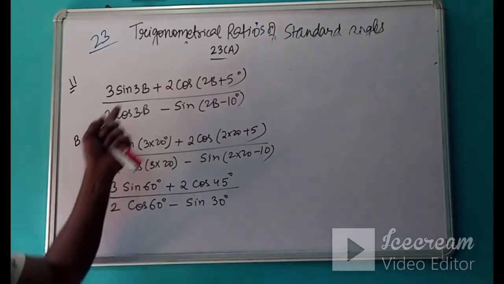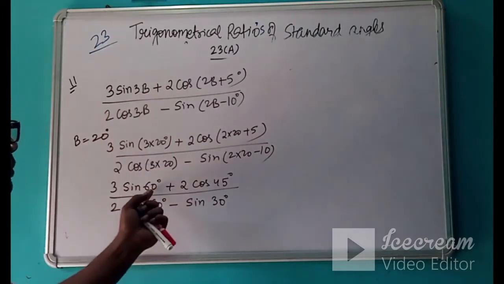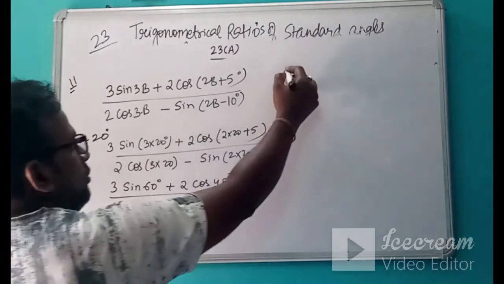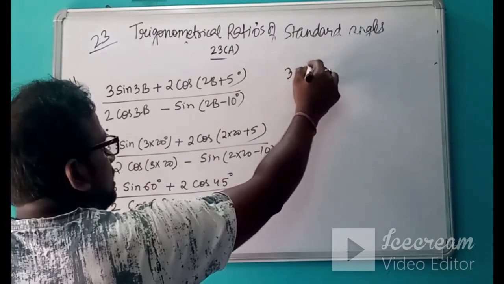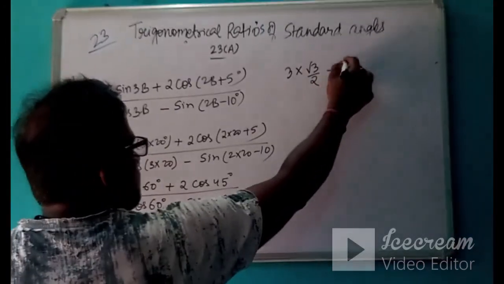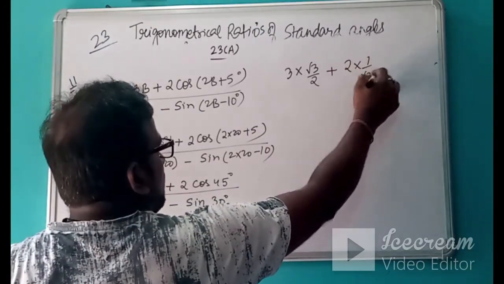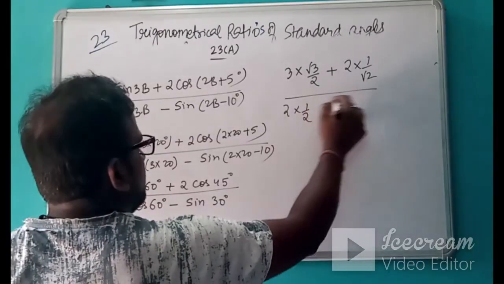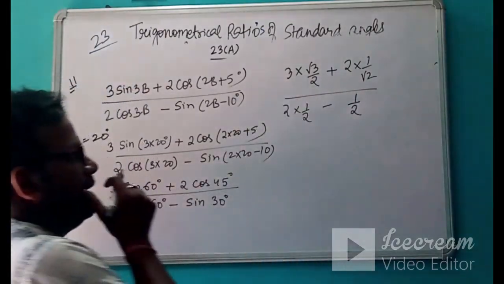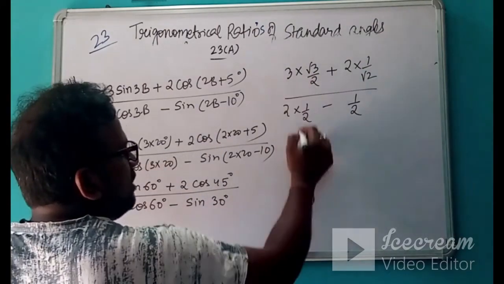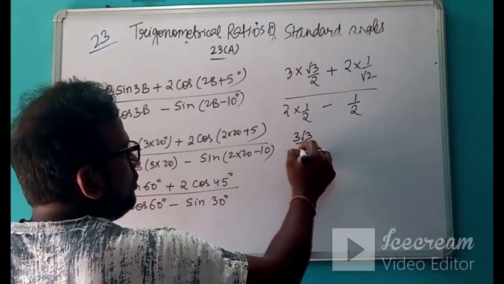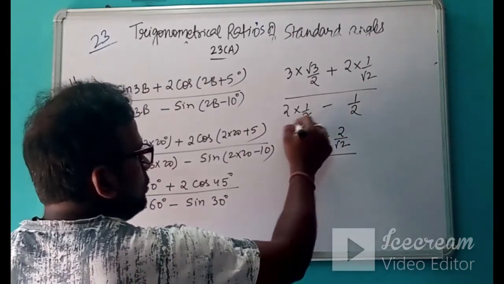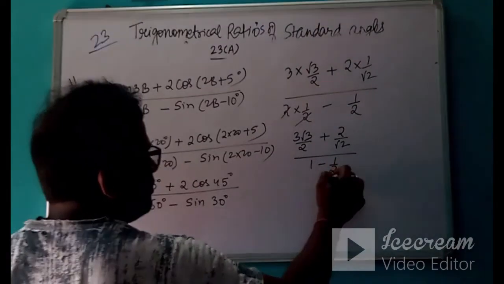Now you can see that this expression is now converted into the standard trigonometric angles. Now we will put in the values, that is 3 into sin 60, root 3 by 2, plus 2 into 1 by root 2, 2 into 1 by 2 minus sin 30, which is 1 by 2. So it becomes 3 root 3 upon 2 plus 2 upon root 2, upon 2, and the 2s cancel, 1 minus 1 by 2.